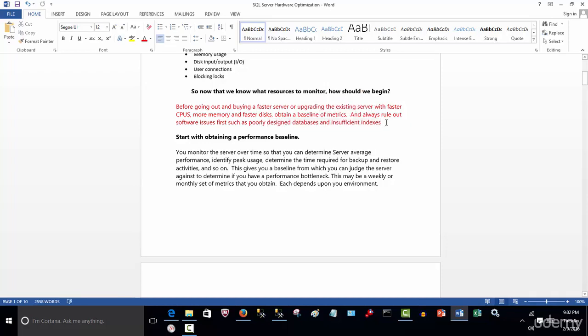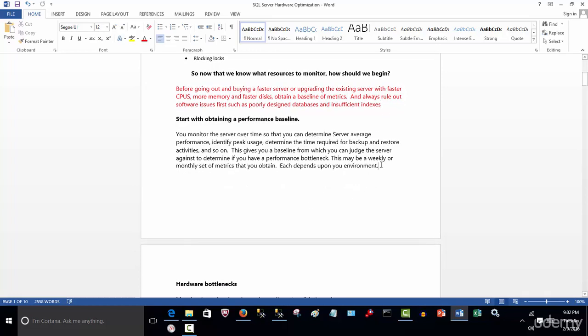But the powers that be, they did not listen to me, and that's fine. And they ended up spending about $50,000 on the servers, and it was quite useless because after I tuned it, within a week, it was superfluous. And everything worked great. So anyway, always understand this. Before you make a decision of purchasing more CPU, more memory, and faster disks, rule out software issues first. And I'm going to show you that in a second.